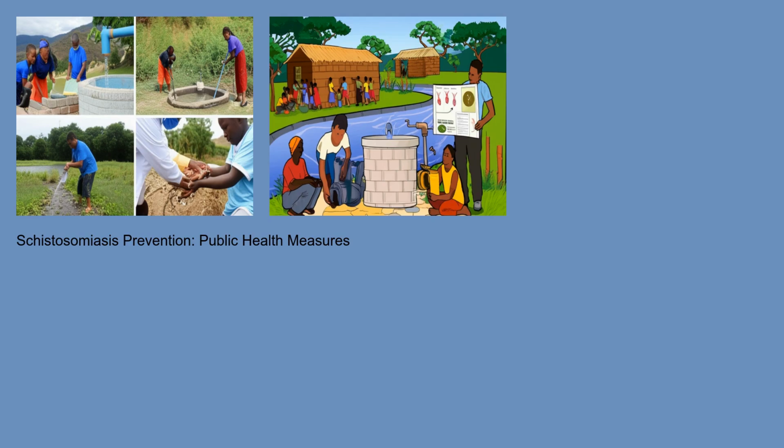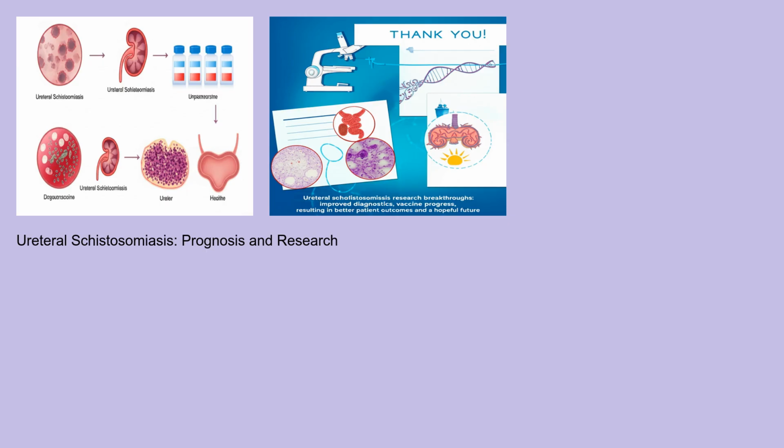Prevention of schistosomiasis relies heavily on public health measures aimed at reducing exposure to contaminated water. This includes improving sanitation and hygiene practices, providing access to safe water sources, educating communities about the risks of schistosomiasis, and controlling snail populations through molluscicides. Mass drug administration programs, where praziquantel is given to entire communities at risk, are also effective in reducing the prevalence of the disease. With prompt diagnosis and treatment, the prognosis for ureteral schistosomiasis is generally good. However, delayed diagnosis and treatment can lead to irreversible ureteral damage and kidney failure.